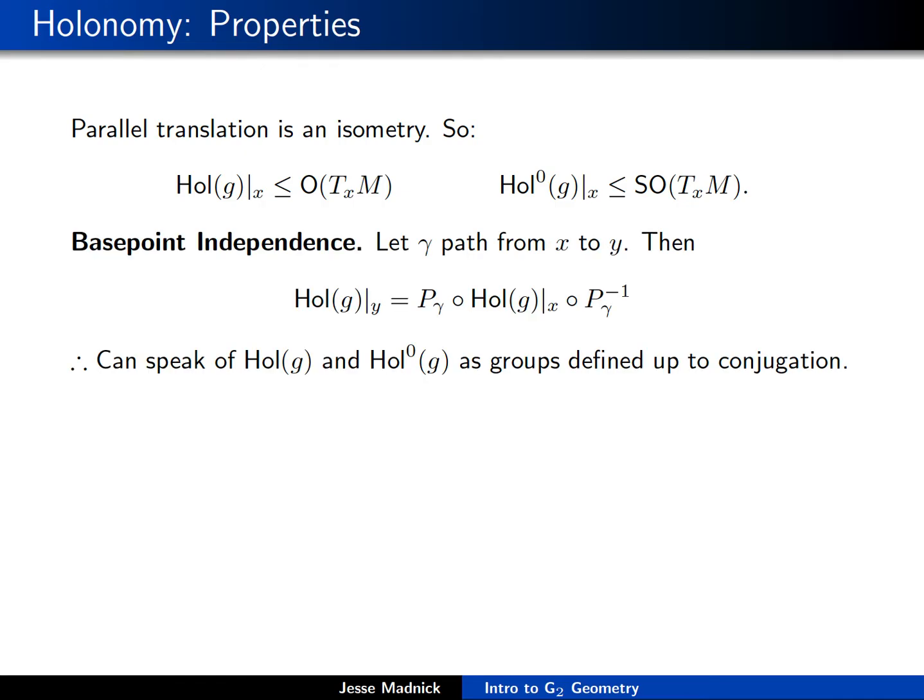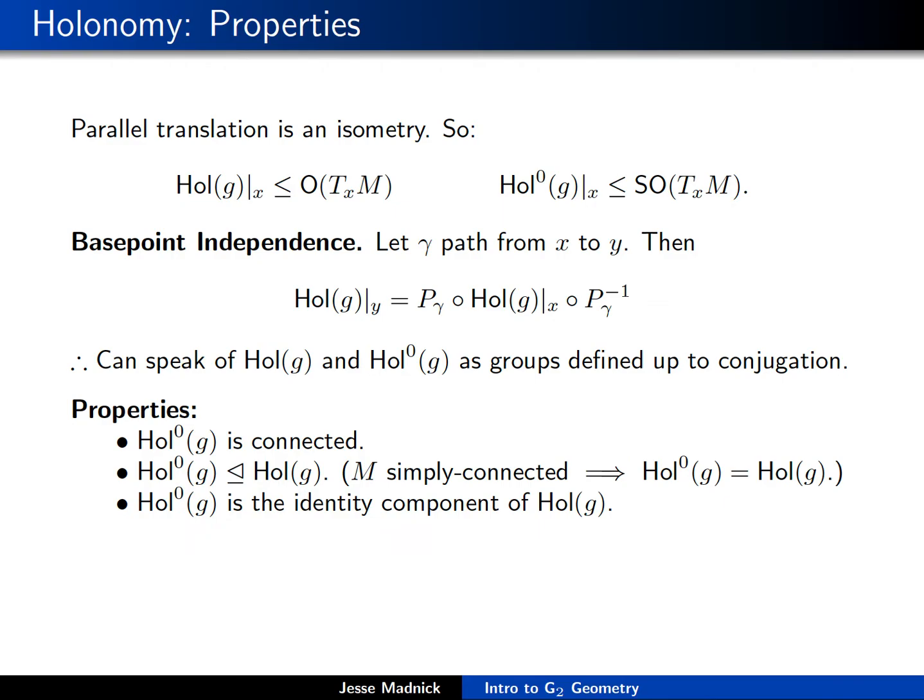You might worry that the definition we've given depends on the base point, but it doesn't really. If you have gamma, some path from x to y, then the holonomy group of g at the point y is conjugate to the holonomy group of g at the point x, and the conjugation is given by parallel transport along the path from x to y. So consequently, we can speak of the holonomy group of g and the reduced holonomy group of g without reference to the base point, provided we understand that we're speaking of groups that are defined up to conjugation.